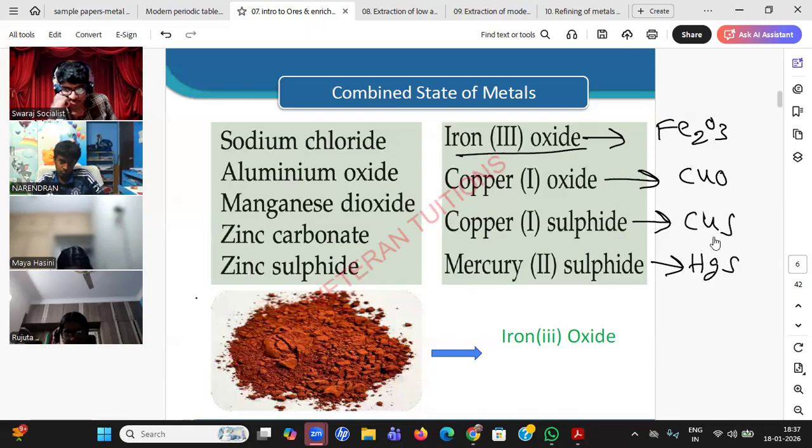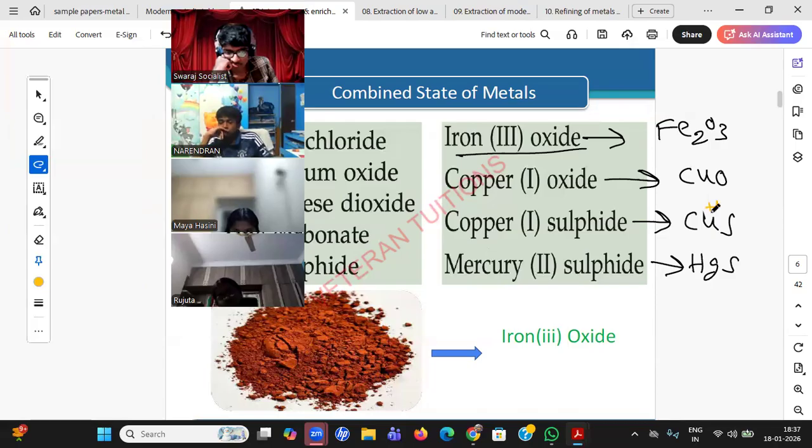Okay, students, here 1 means the state is +1. But sulfide is -2. So how can I make this neutral? I need to take S, 2 into +1, +2, -2. Cu2S. Okay. Copper 1 oxide. Oxygen, you all know, has -2 charge. But copper 1 oxide means +1 charge is there. What should I make it? Cu2O. Then only +2 into 1, 2 and -2.